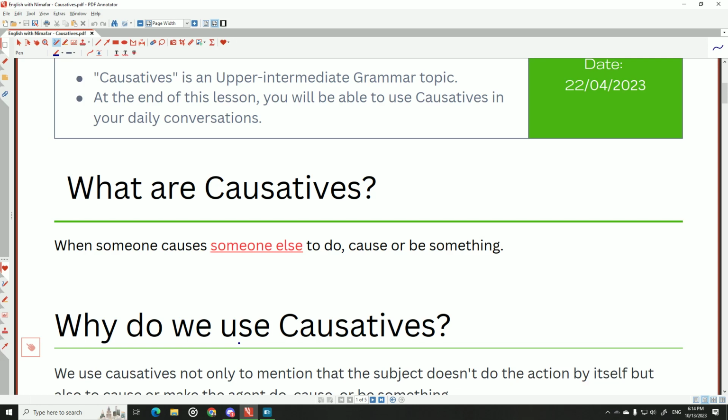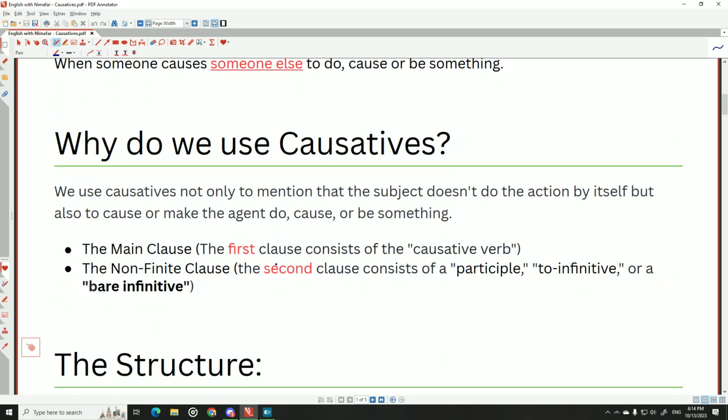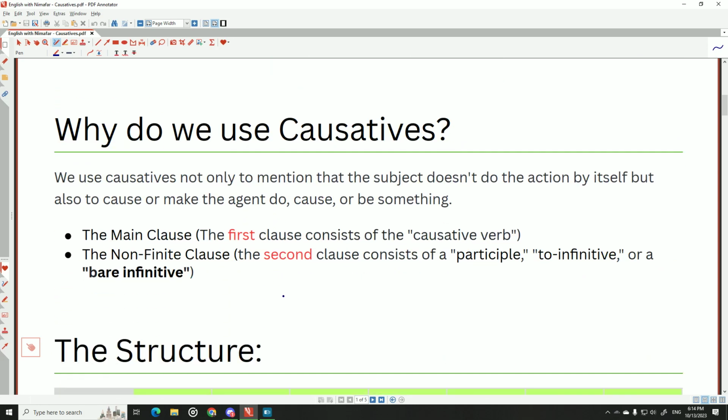The basic form is when you cannot do something for any reason, when you don't want to do something, when you are not able to do something, and you ask others to do it for you, that's causative. That's pretty simple. But generally, when someone causes someone else to do, cause, or be something, that's causative. If you see, we have cause. But why do we use it?